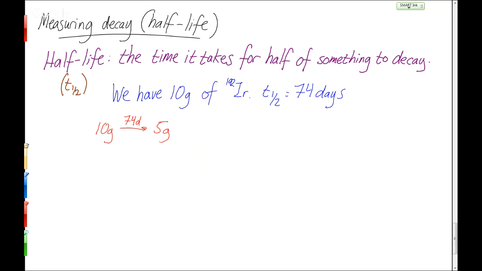After another 74 days, we have 2.5 grams. So the first 74 days we lost 5 grams. The second 74 days we only lost 2.5 grams. And that's what I mean by it being nonlinear. So in the same amount of time, you decrease the amount you lose each time because you're always cutting it in half. So after another 74 days, we've got 1.25 grams, and so on.